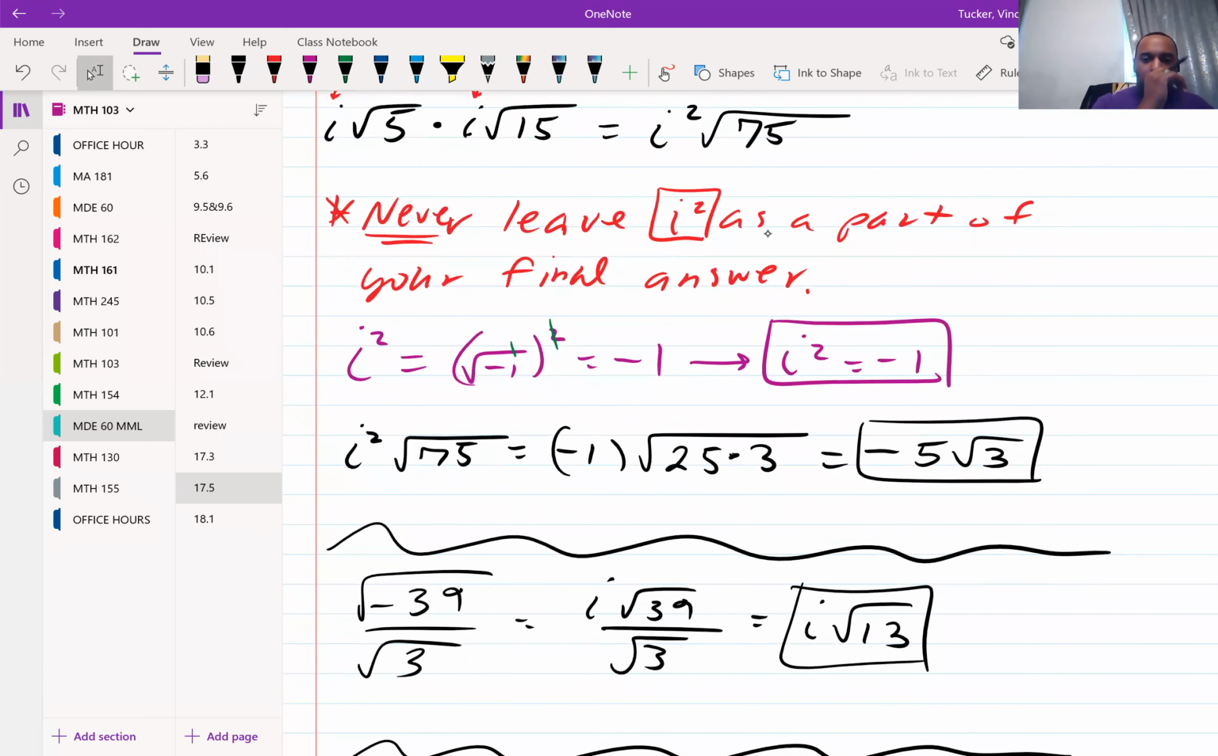All right. So here, square root of negative 39 over square root of 3. Once again, take out the negative first. So that's why we have i. Cannot take the square root of negative 39 evenly, but what we can do is simplify this square root of 39 over the square root of 3. 3 divides into 39 leaving you with 13. So that's i square root of 13.